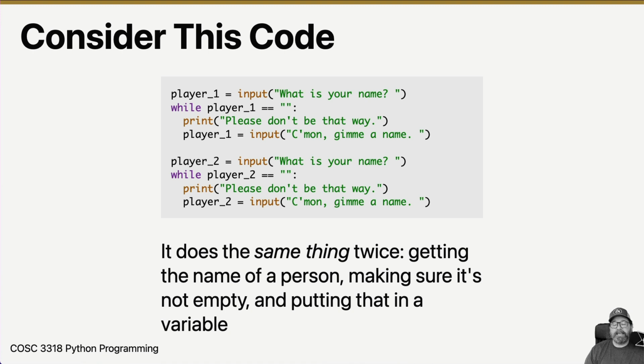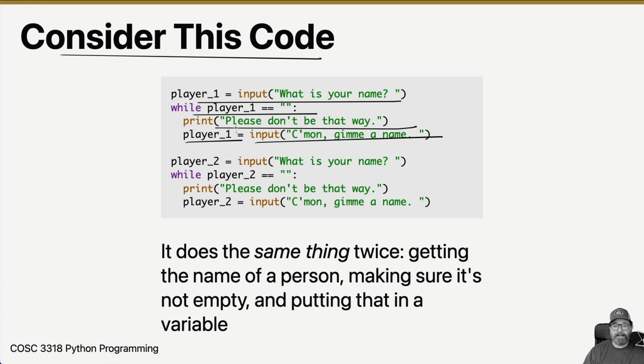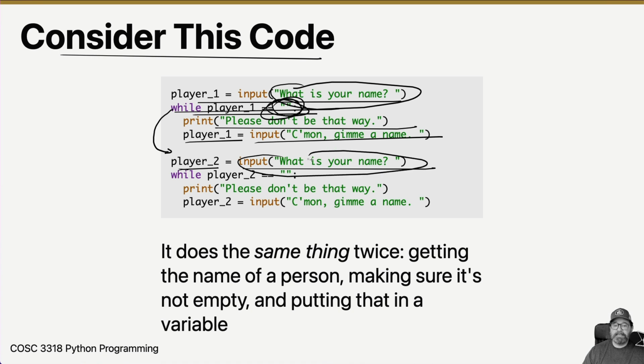So let's think about a use case, a reason for having functions. Let's consider this code. We're asking for a player's name, and while that name is empty, we say, please don't be that way. Come on, give me a name. We assign it back to player 1, and it keeps checking that it's empty. Once it's not empty, once we actually type something inside there, the while loop condition is false, and it jumps over all of its stuff, and then it goes to player 2. For the player 2 variable here, we ask, what is your name? And you can see this line here and this line here are exactly the same.